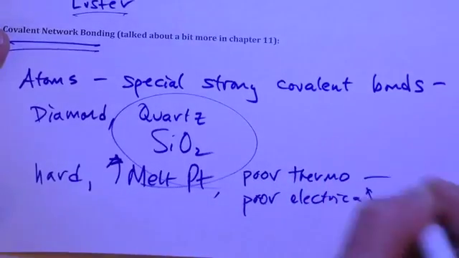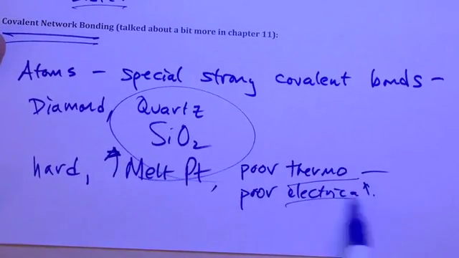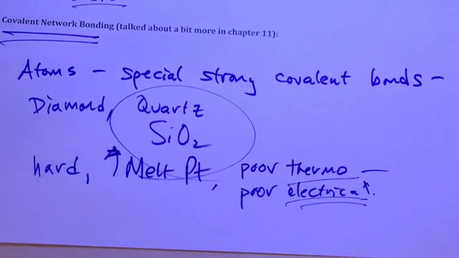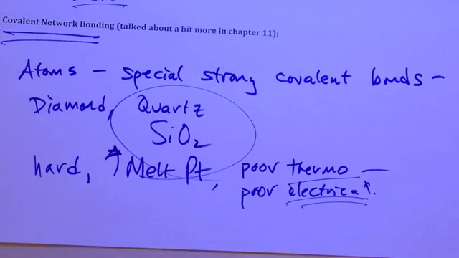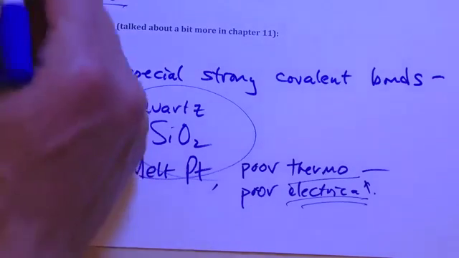So that makes them pretty good insulators. As far as electricity goes, they don't conduct very well. And they're stuck together by these really strong covalent bonds that need to break to make them melt or eventually change from one phase to the other.